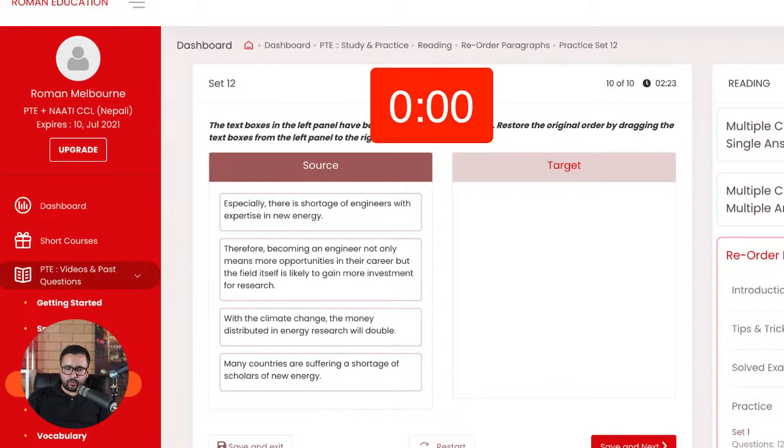Okay, your time is over now, and we are going to answer this question. In order to answer reorder paragraphs questions, it's always a good idea to start with the first sentence, but how do you know which is the first sentence? The first sentence has two basic properties: it is an independent sentence, and it has the topic of discussion. You have to make sure that the sentence you pick as the first sentence has both of these characteristics.